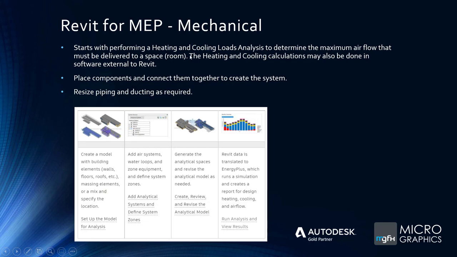On the mechanical side, a lot of the MEP or the HVAC stuff starts with the heating and cooling loads analysis. That has now changed in Revit 2022. You won't find the heating and cooling loads analysis button anymore, but we do have something that is called system analysis, and that can be done within Revit together with the analytical model. Some people use Revit to do that, other people export a GBXML file or an XML file so that they can do that in an external application. At least the model will help them define their control volumes.